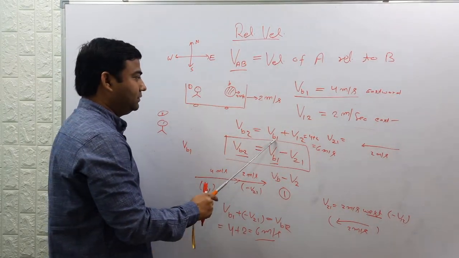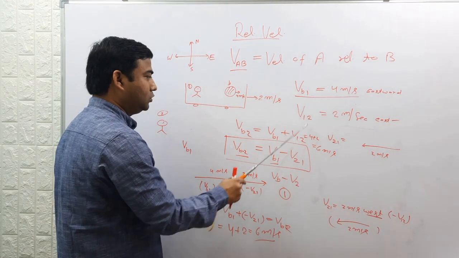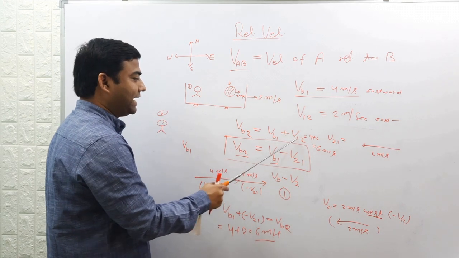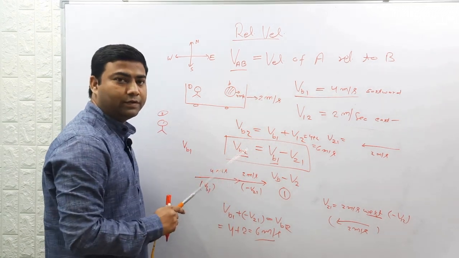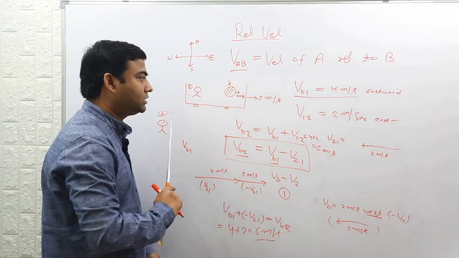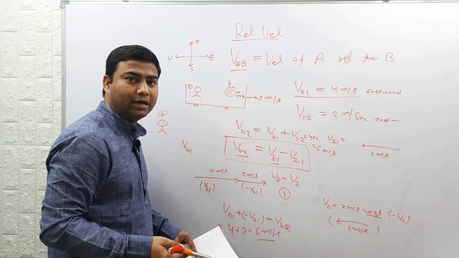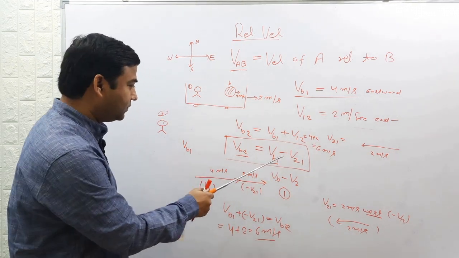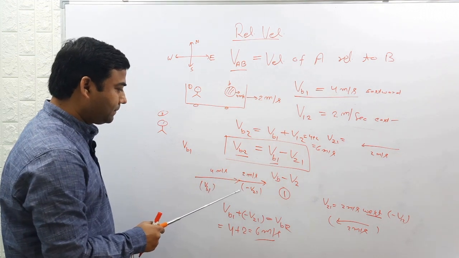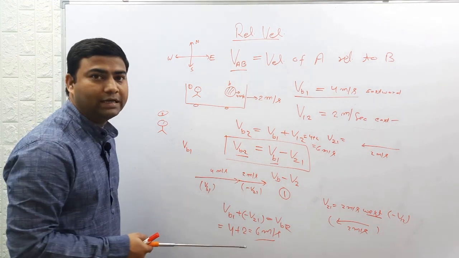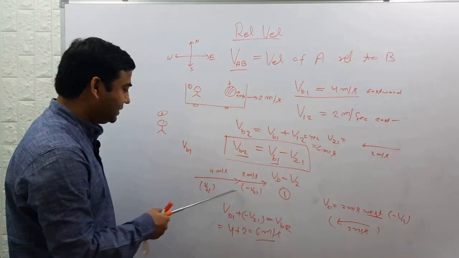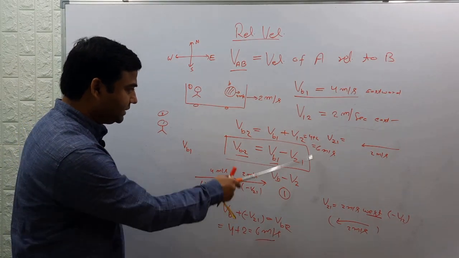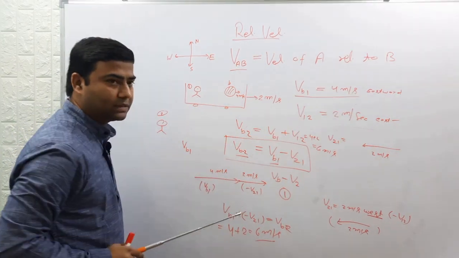From that addition rule, V1 was 4 and V12 was 2. We have simply added because both are in the same direction. We have not followed the vector rule because vectors in the same direction can be added algebraically directly. So here we directly added 4 plus 2 is equal to 6 meter per second. But by this formula we have used the vector addition rule so that it can be explained properly. By this formula also it is coming 6 meter per second.